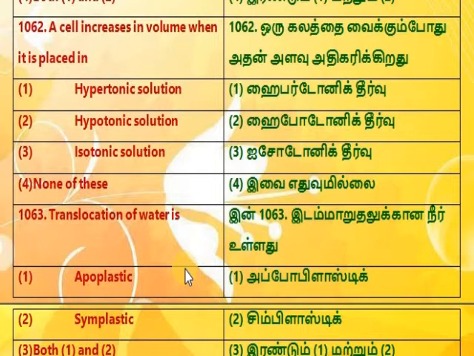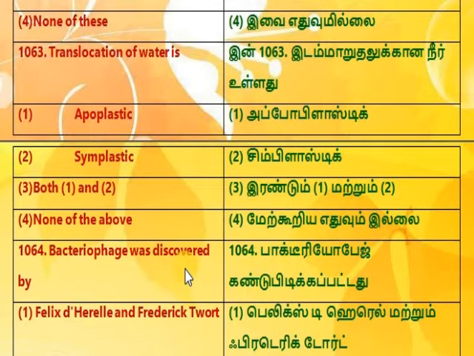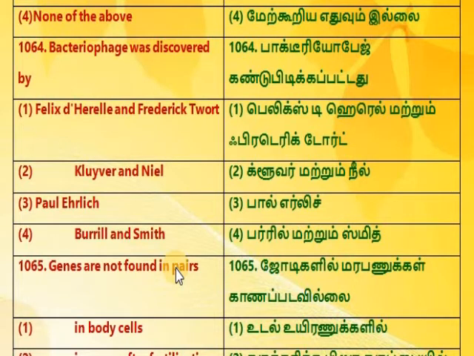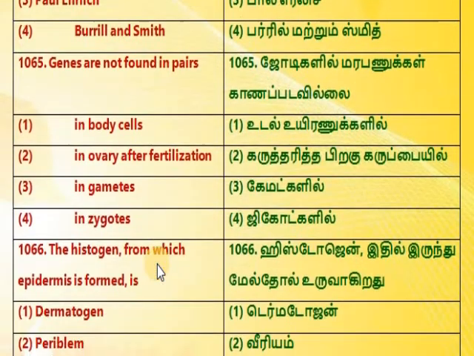1062. A cell increases in volume when it is placed in 1. Hypertonic solution. 2. Hypotonic solution. 3. Isotonic solution. 4. None of these. 1063. Translocation of water is 1. Apoplastic. 2. Symplastic. 3. Both 1 and 2. 4. None of the above. 1064. Bacteriophage was discovered by 1. Felix d'Herelle and Frederick Twort. 2. Kluyver and Niel. 3. Paul Ehrlich. 4. Burrell and Smith. 1065. Genes are not found in pairs 1. In body cells. 2. In ovary after fertilization. 3. In gametes. 4. In zygotes.